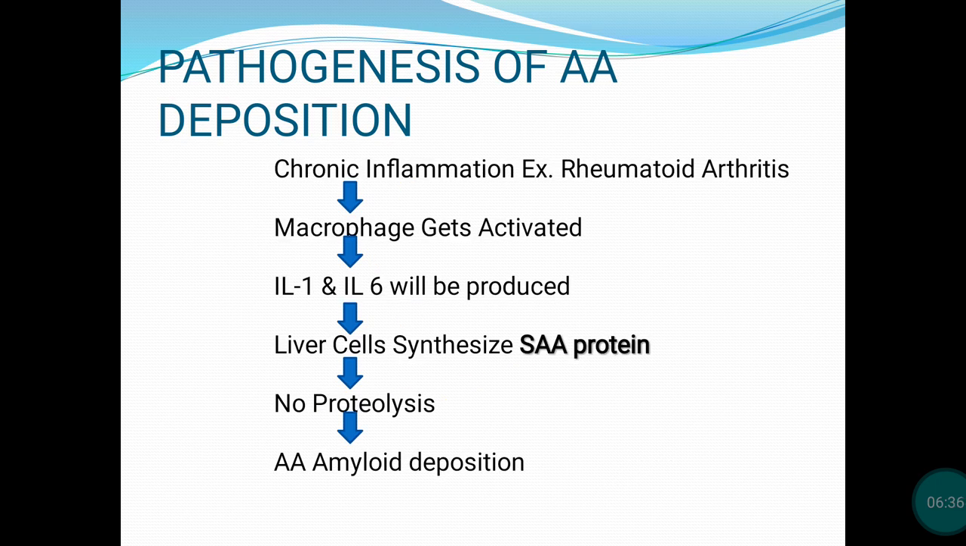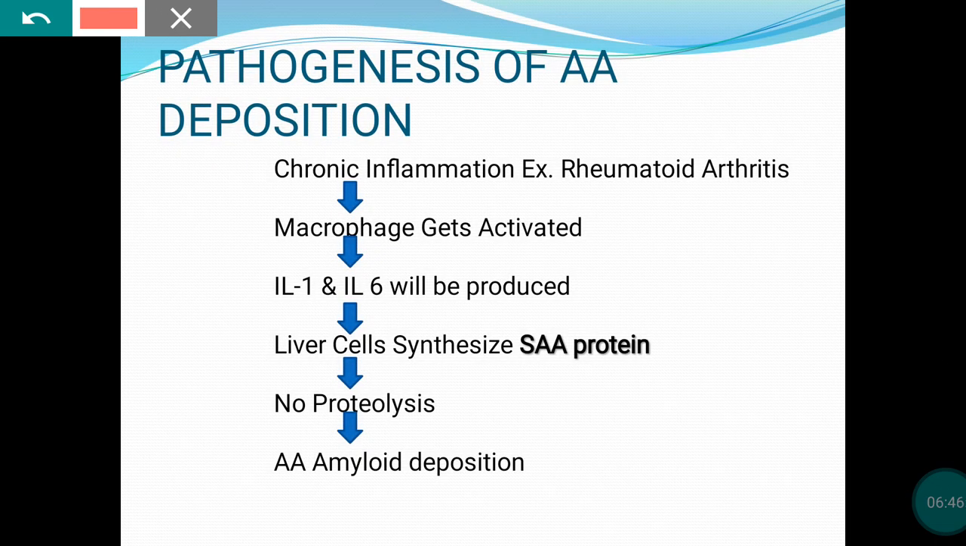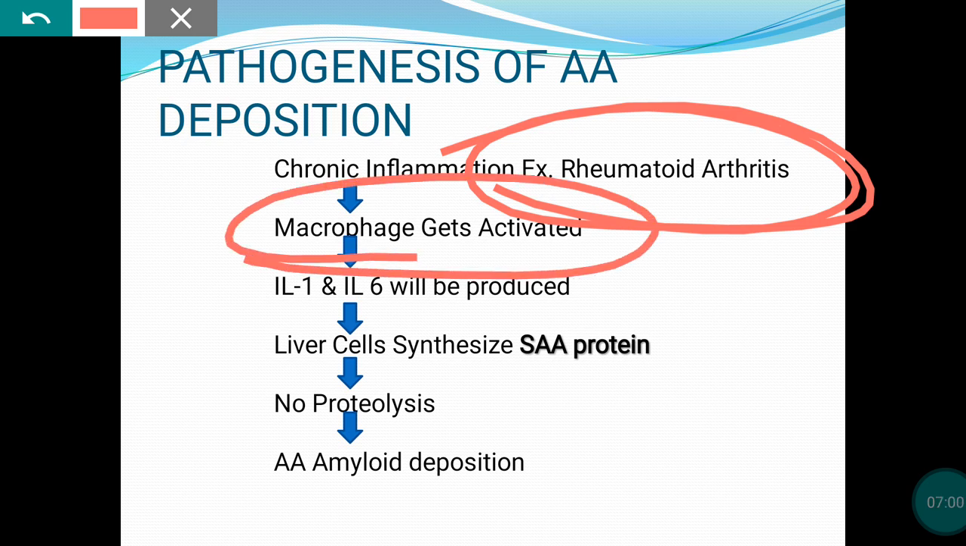Now we'll discuss secondary amyloidosis. The pathogenesis of secondary amyloidosis starts from chronic inflammation. The particularly common one is rheumatoid arthritis. So what happens in chronic inflammation like dysentery, SLE, rheumatoid arthritis? In such conditions, macrophages get activated. This activated macrophage will produce interleukin 1 and interleukin 6.